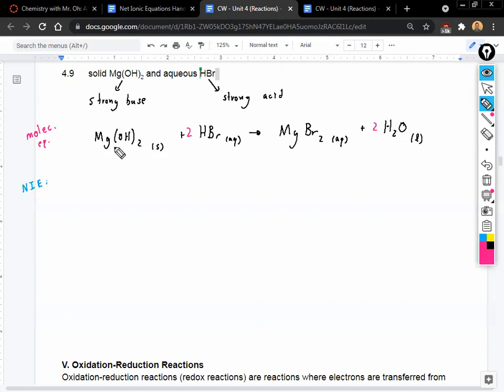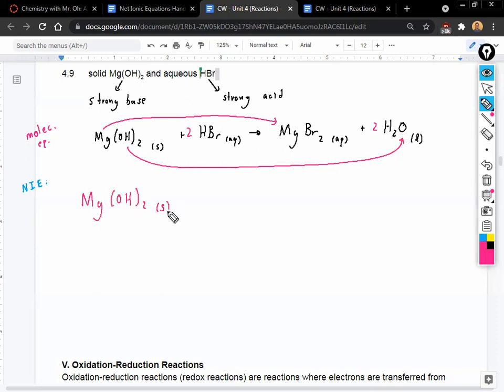So if we take a look at Mg(OH)2, did this thing end up changing? Yes, it changed. Because it started off as a solid, and then the magnesium became aqueous, and then the hydroxide became liquid, right? Magnesium turned into aqueous, and then the hydroxide turned into water, which is a liquid. And so we need to include Mg(OH)2 solid in the net ionic equation because it went from a solid, and then the magnesium became aqueous, and then the hydroxide became a liquid.